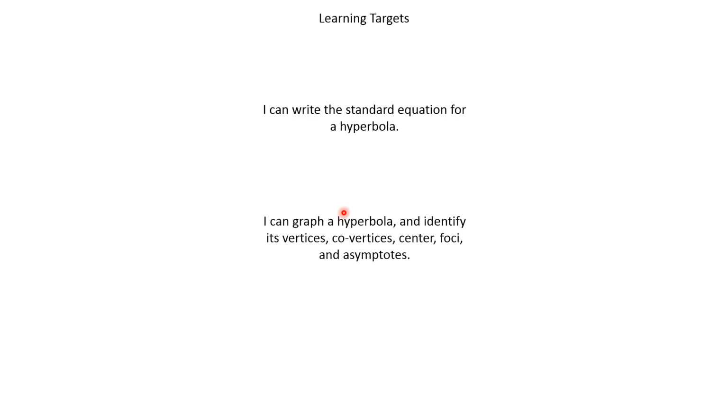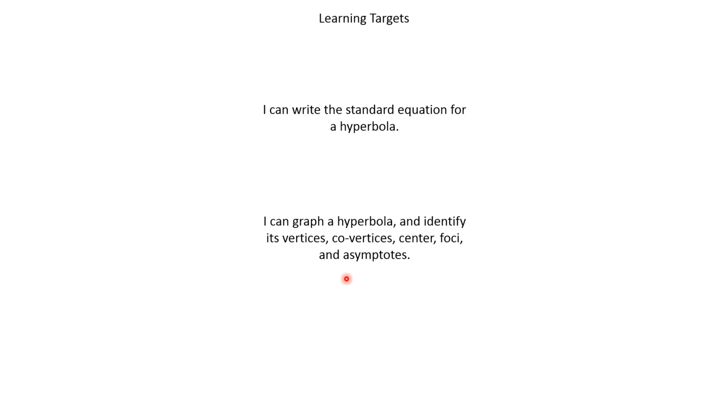But first, we're going to look at the learning targets, which are similar to the learning targets for ellipses. I can write the standard equation for a hyperbola, and I can graph a hyperbola and identify its vertices, covertices, center, foci, and asymptotes. The only thing different here from ellipses is the word hyperbola instead of ellipse, and hyperbolas have asymptotes and ellipses don't.